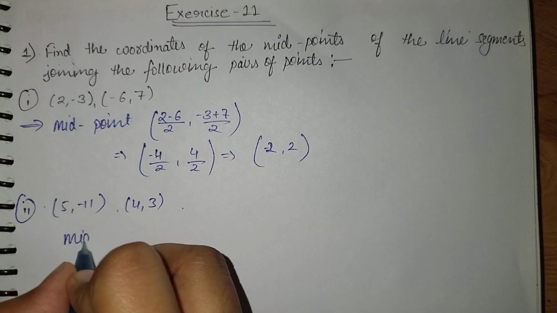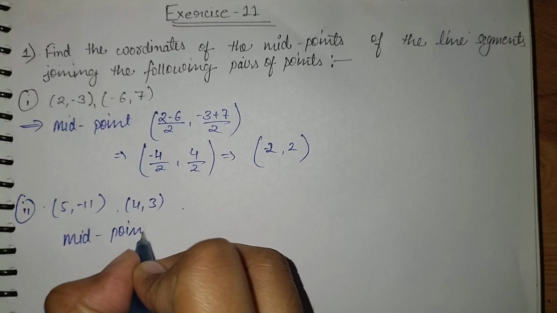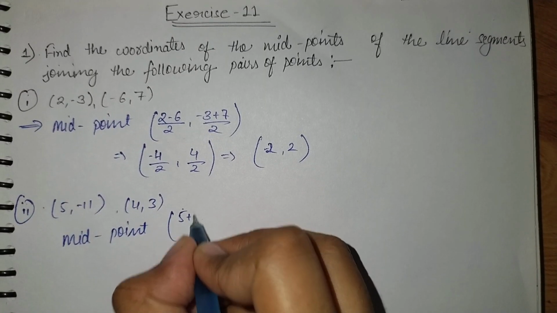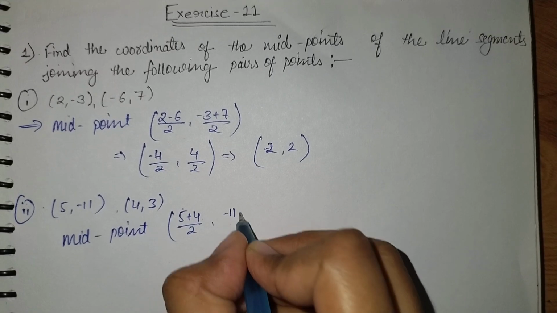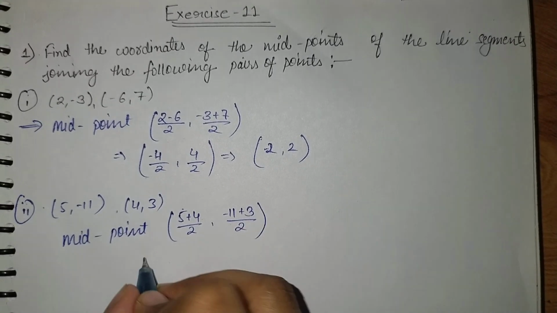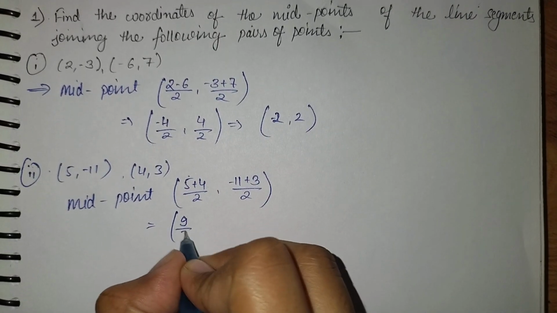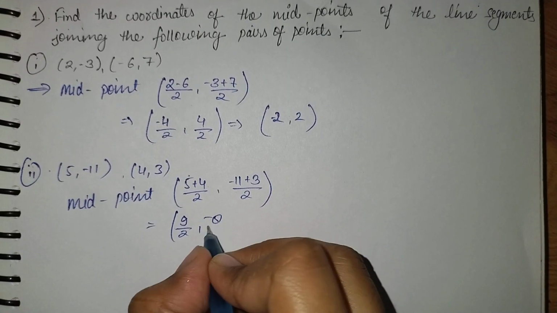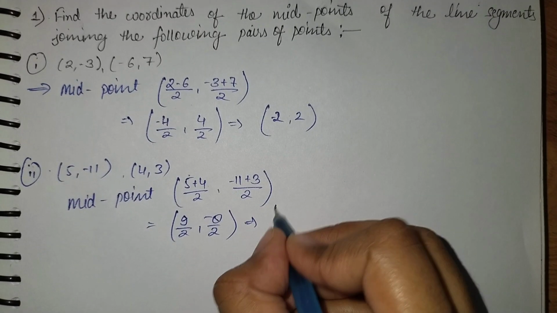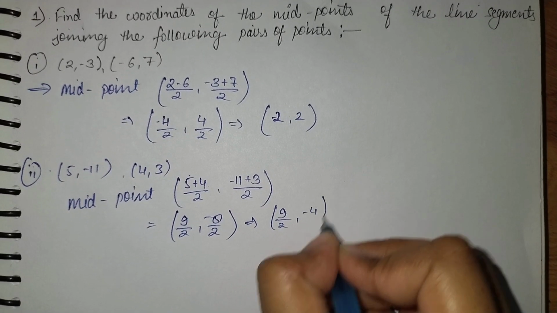Again, if we want to find the midpoint of the coordinates, that will become (5 plus 4) upon 2 comma (minus 11 plus 3) upon 2. So that will become 9 by 2 and minus 8 by 2. This will become 9 by 2 and this will become minus 4.